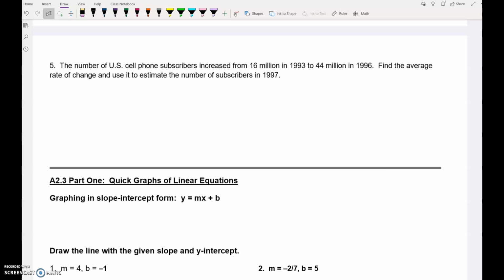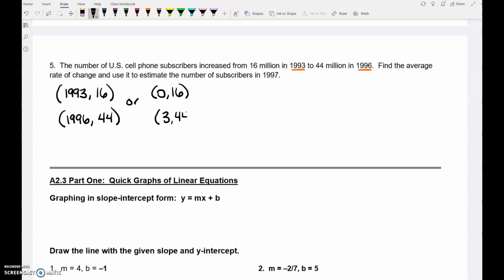We could use the actual years, 1993 and 1996. So we could set up 2 points. 1993, there are 16 million phone subscribers. In 1996, there are 44 million phone subscribers. Or we could say (0, 16) and (3, 44).